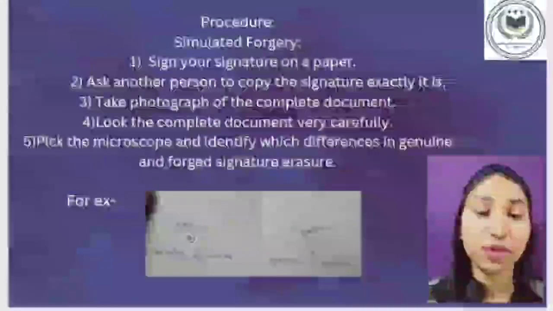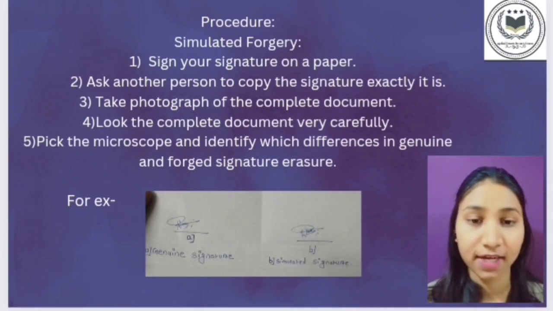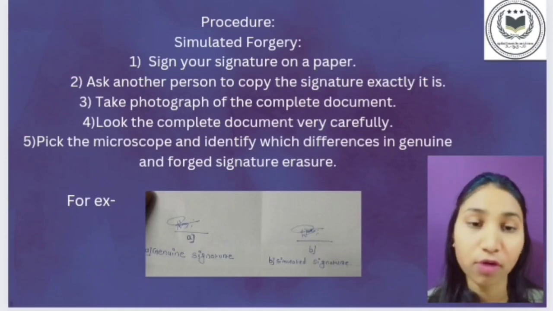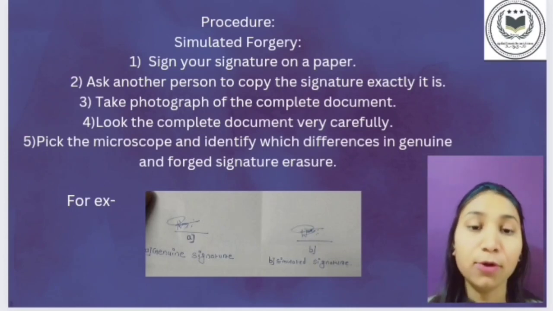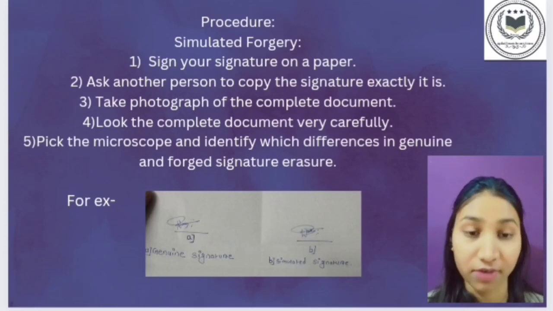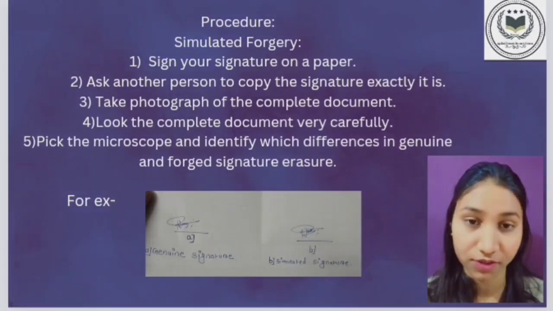Procedure of the simulated forgery. First, sign your signature on a paper. Second, ask another person to copy the signature exactly as it is. Third, take a photograph of the complete document. Look at the complete document very carefully. Pick the microscope and identify the differences between the genuine and false signature. So here is some example of the simulated forgery.